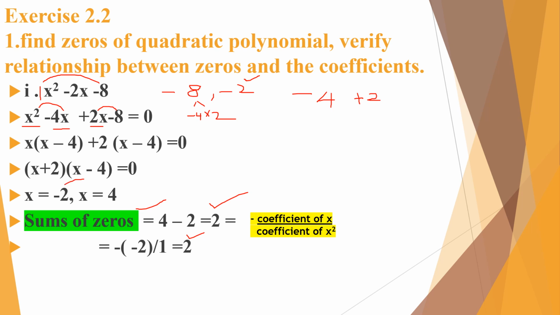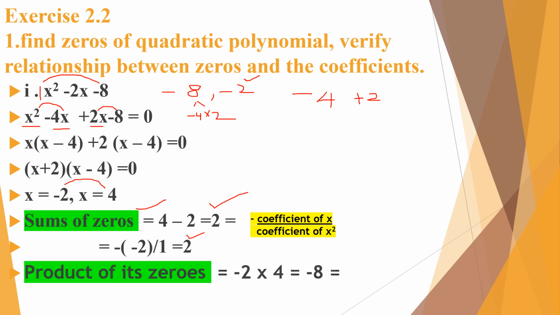What is 4 into minus 2? It is equal to minus 8. After substituting in the formula, constant term divided by the coefficient of x square, the constant term is minus 8, taken from the given equation, divided by the coefficient of x square, which is 1. We got both as minus 8, so we have verified the sum of its zeros as well as the product of its zeros with the coefficients.